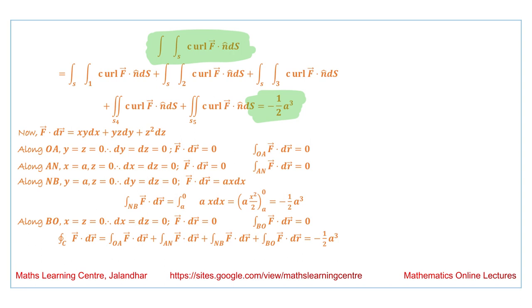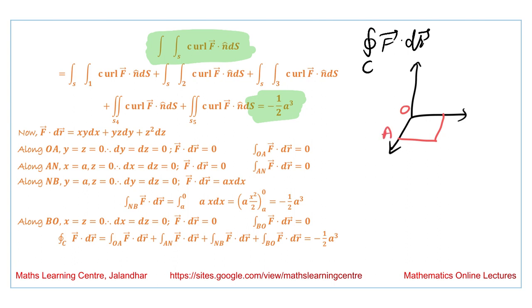Now the next thing we have to calculate is the value of the integral of F vector dot dr vector, where C is the curve bounding it. The figure is in this form, and the curve bounding it is in this form. This is O, then A, then N, then B. This is the curve which bounds this whole surface. The surface is open from this side.